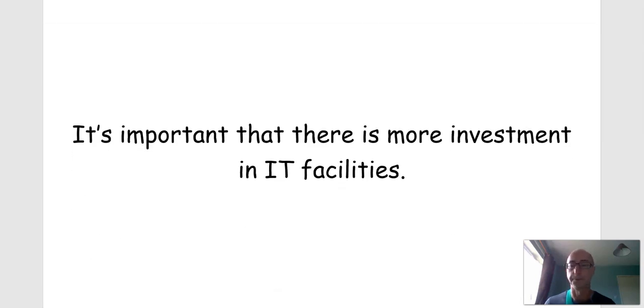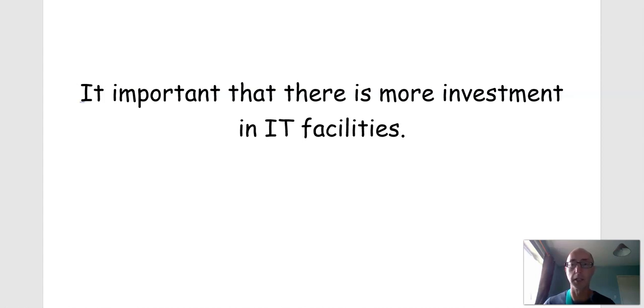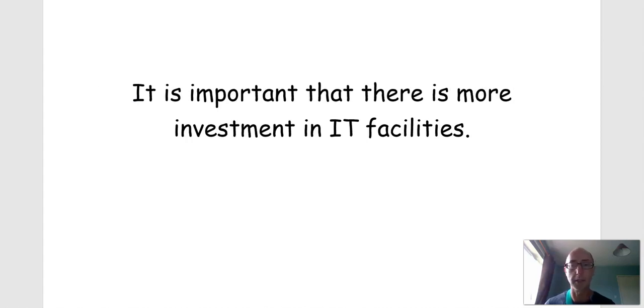And the next one. It's important that there is more investment in IT facilities. So where's the apostrophe? The apostrophe is in it's. You can see it here. So what do we do? We have to change it. We can't have a contraction in a formal report or a formal essay, anything like that. We have to change it's to it is. That's all we do.